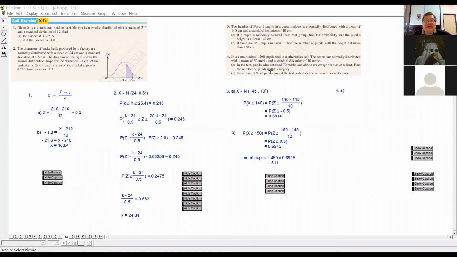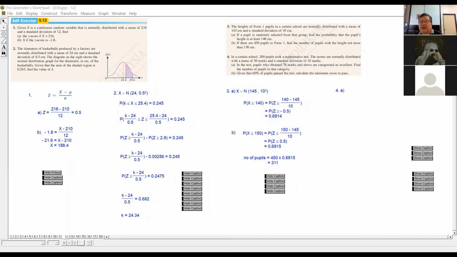Can you please read question number 4, Li Yin? Question 4. In a certain school, 200 pupils take a mathematics test. The scores are normally distributed with a mean of 50 marks and a standard deviation of 10 marks. In the test, pupils who obtain 70 marks and above are categorized as excellent. Find the number of pupils in that category. Given that 60% of pupils pass the test, calculate the minimum score to pass.